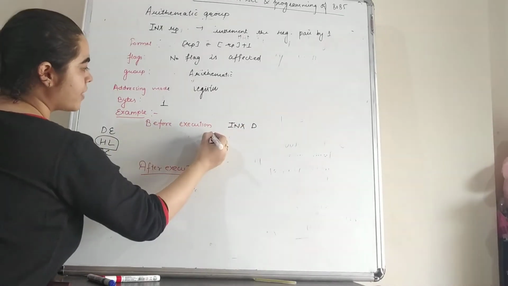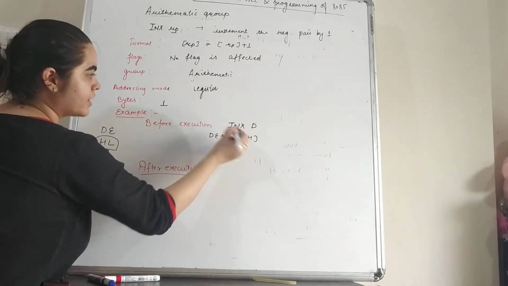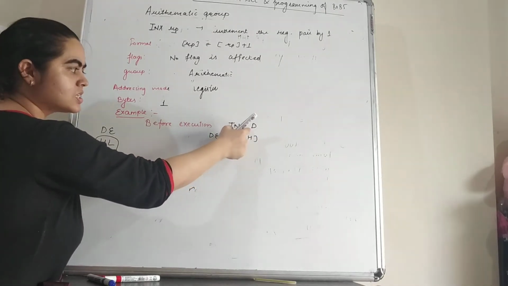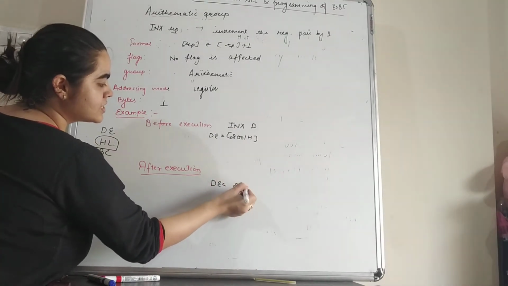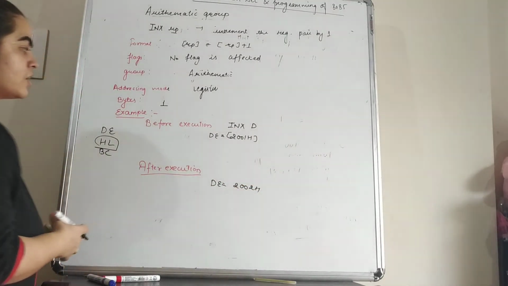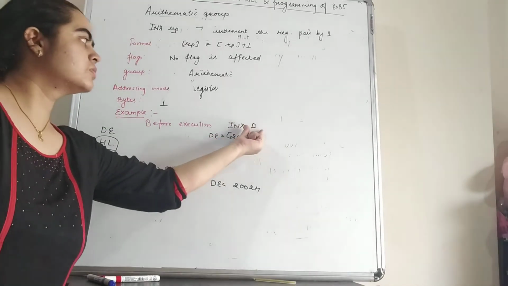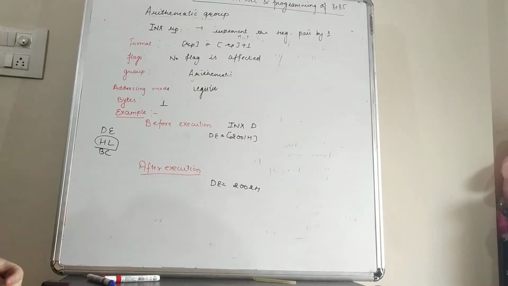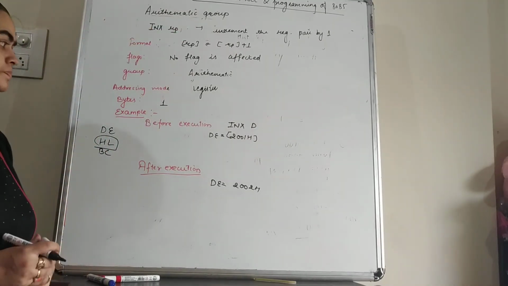So suppose the value of DE was initially 2001H. After executing this instruction, the new value of DE is 2002H. That means we just increment the memory address held by the register pair given in the instruction.